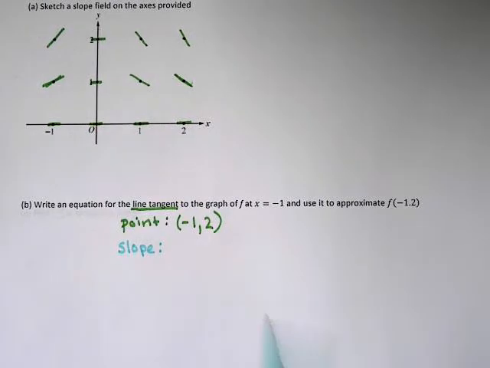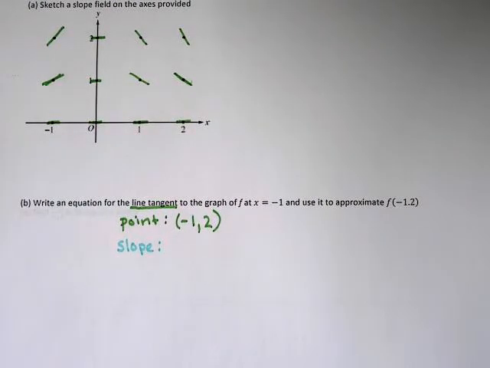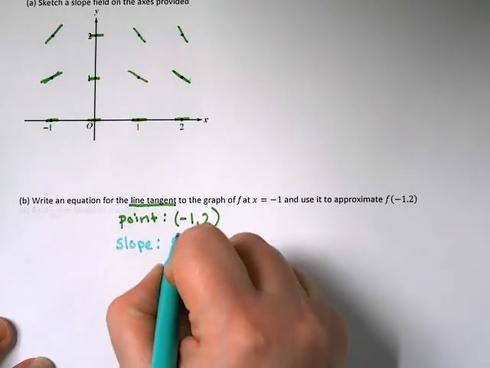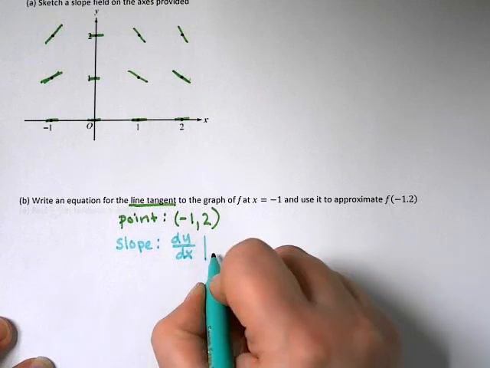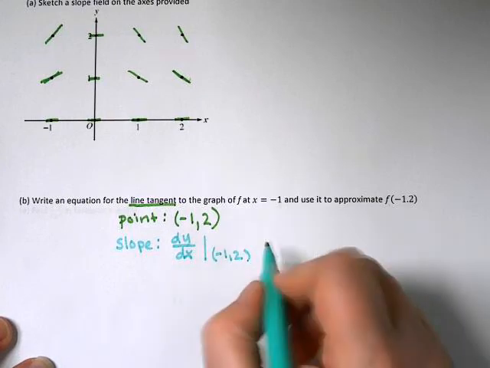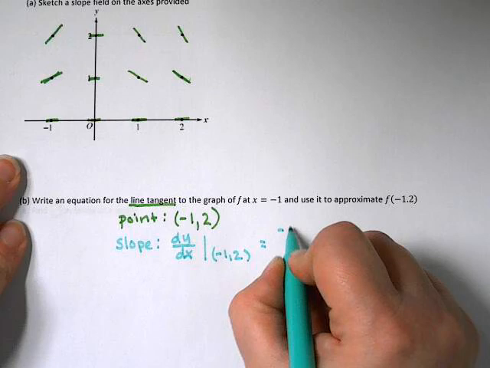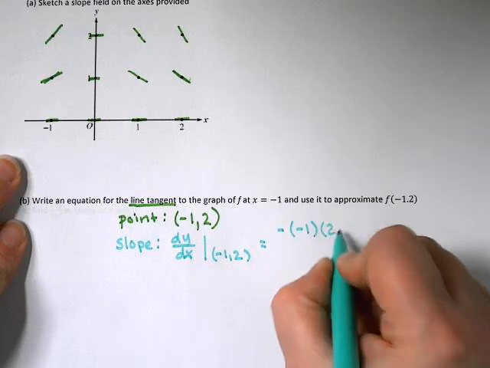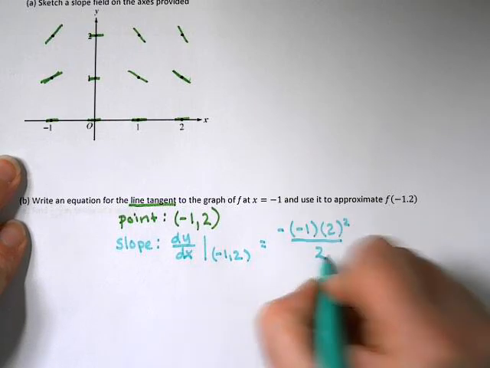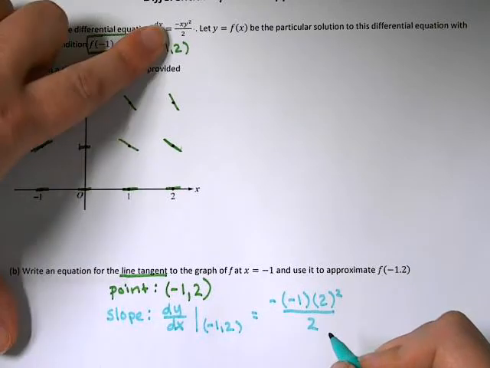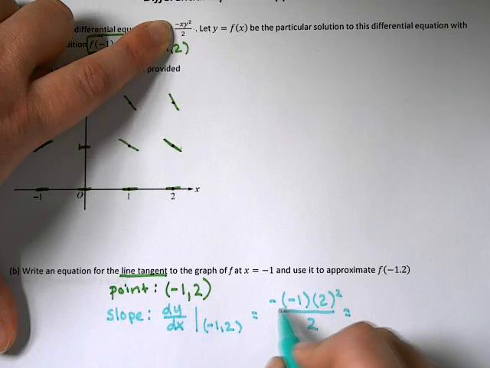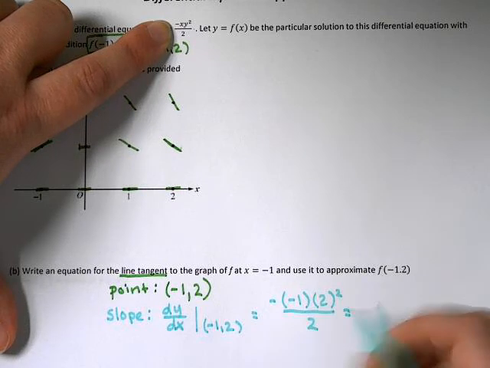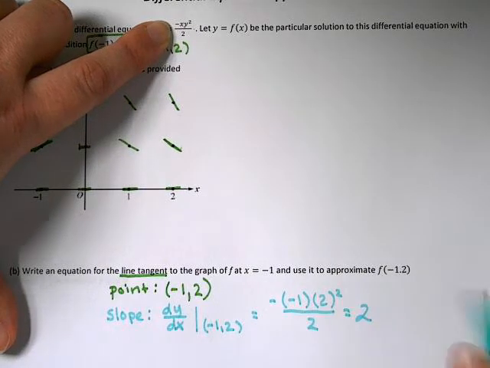Then for slope, we were given the first derivative, and we know that the derivative is the slope of the tangent line. So we were given dy/dx, and we're going to evaluate it at the point (-1, 2). So that means we're going to have the opposite of negative 1 times 2 squared over 2. All I'm doing is plugging it in. We can't see that, sorry, it's off the screen. I'm plugging it into the equation that they gave me. So that becomes a positive 1 times 4 divided by 2. We get a slope of 2.